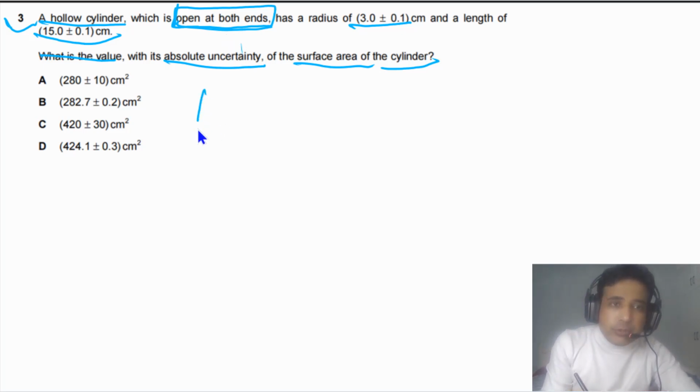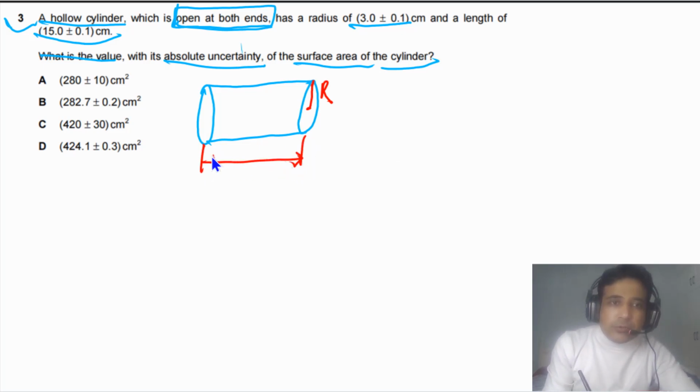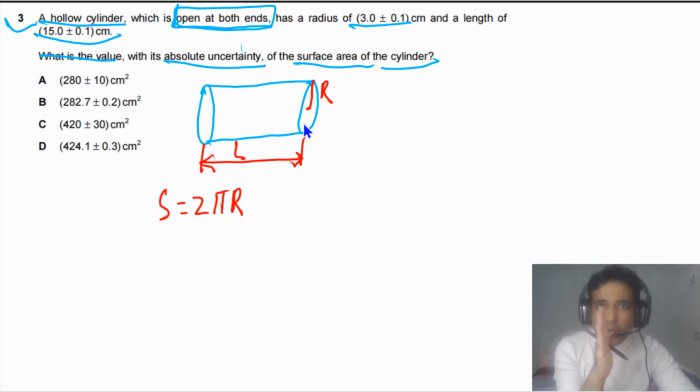So we can simply draw a cylinder. This one is a cylinder and it is open at both ends. We can imagine the radius of the cylinder is capital R, and the length of this cylinder, let's say, is equal to capital L. Now we need to calculate the surface area. Surface area simply will be equal to 2 pi r, meaning you calculate the circumference of this circle and add all of them for L times. Simply multiply with L. So this is how we can calculate surface area.